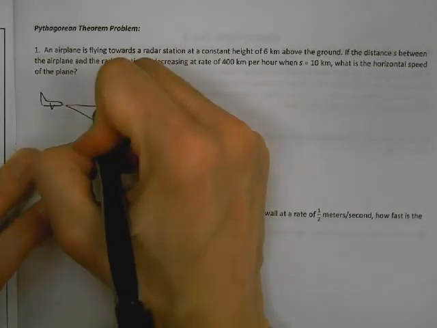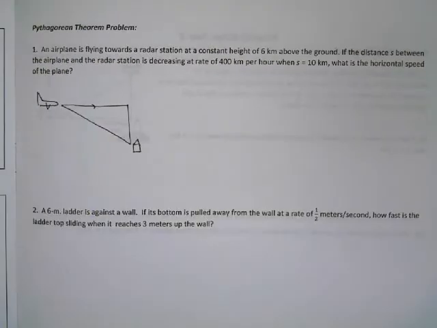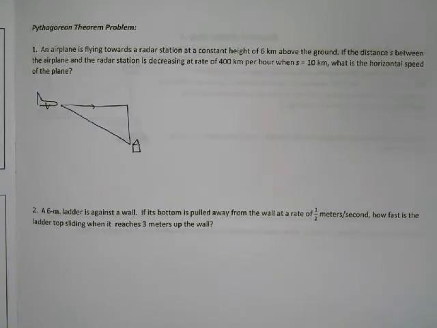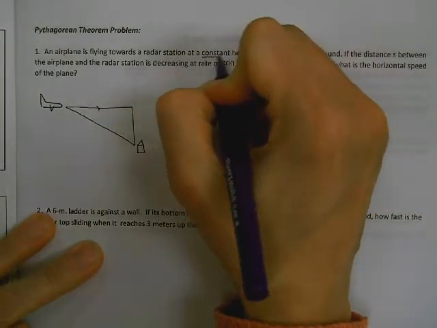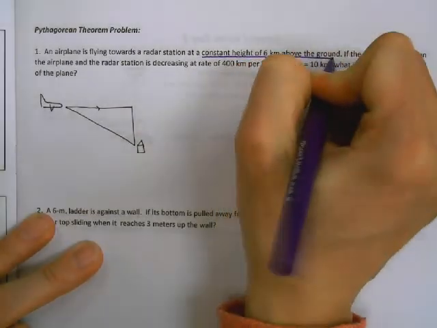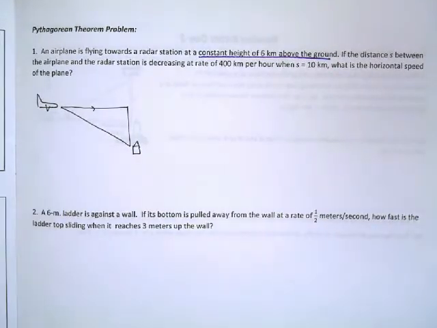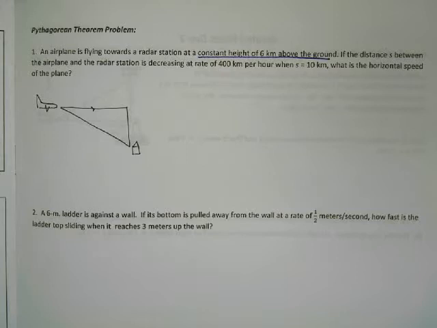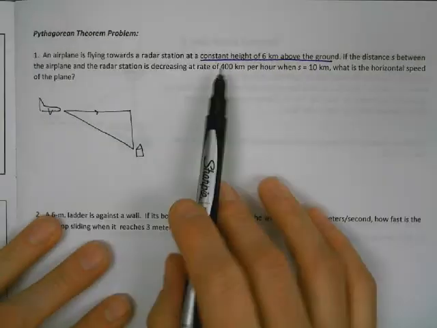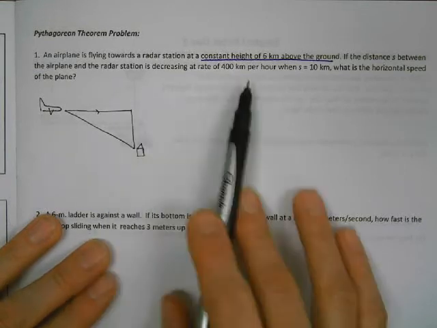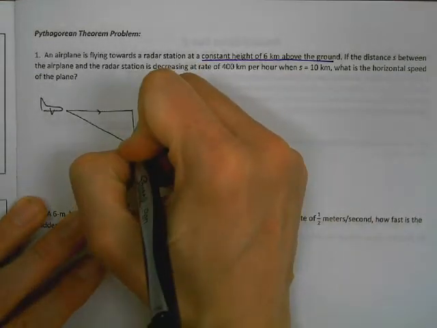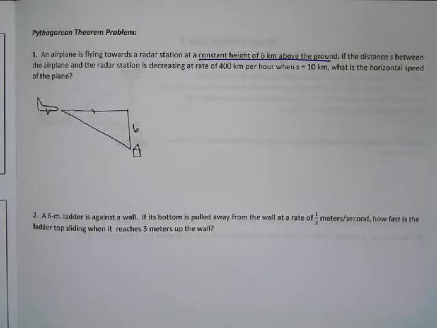Okay, so it's flying towards, so I know it's flying this way. Flying towards a radar station. Now this is important. It's at a constant height of 6 kilometers above the ground. Now, we said over in step 1, we were going to draw a detailed picture. We were not going to put any numbers unless they're constant. Well, here I know that height above the ground is constant, so I'm going to go ahead and label this 6. And again, I'm only doing that because it stays constant.